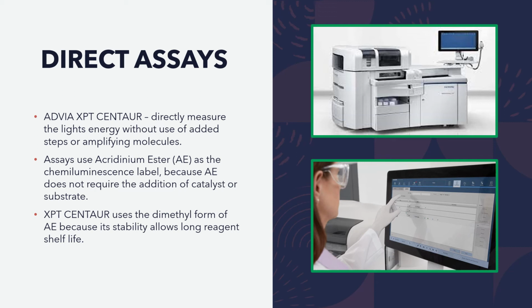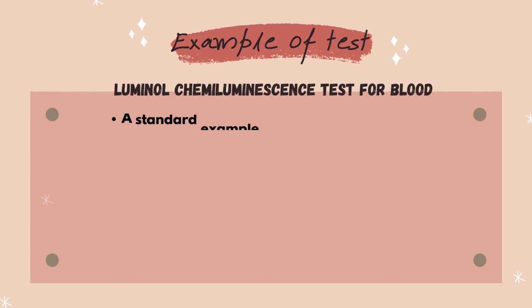Assays use acridinium ester as the chemiluminescence label because it does not require the addition of a catalyst or substrate. The ADVIA Centaur uses the dimethyl form of acridinium ester because its stability allows a long reagent shelf life.